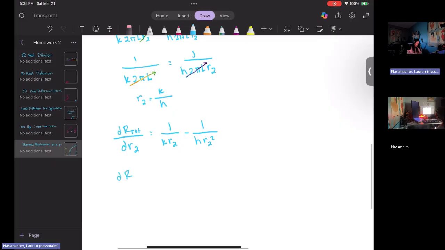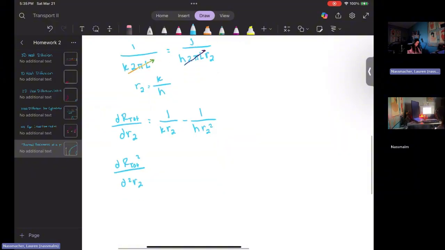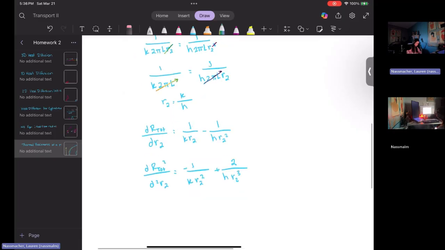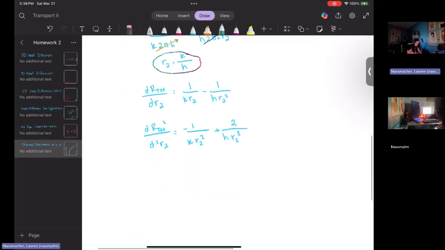So the second derivative of our total divided by our second derivative of our radius is equal to -1 over our thermal conductivity multiplied by our second radius squared plus 2 over our thermal heat coefficient multiplied by our second radius cubed. So now we can take our R2 that we calculated out and plug it to this expression, and that will help us determine when our radius for our insulator is too large or too small, and it becomes not reasonable anymore to keep adding insulation, or there's not enough insulation.